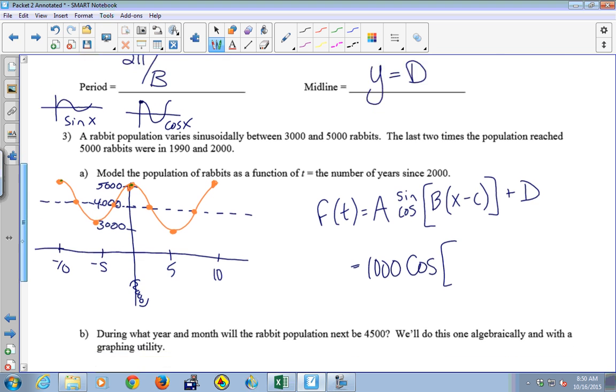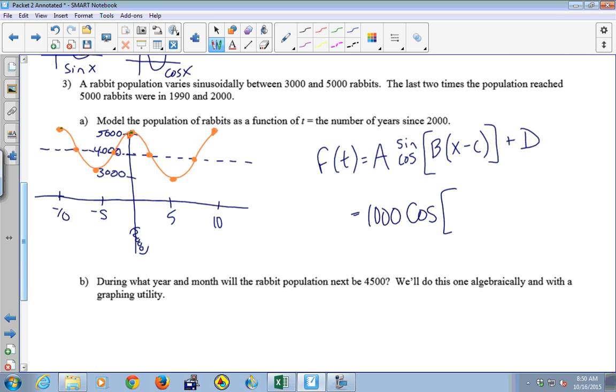So that is my period, which is related to the value of b, right? Remember that the period is 2 pi over b. And I now know the period is 10. And so I can solve for b, right? And it turns out b is 2 pi over 10. So I'm going to put that in for b. Pi over 5, same thing. Pi over 5 times x.